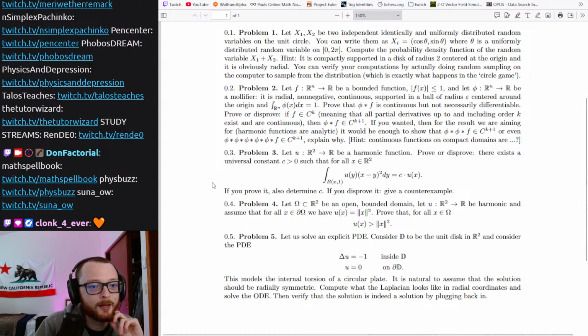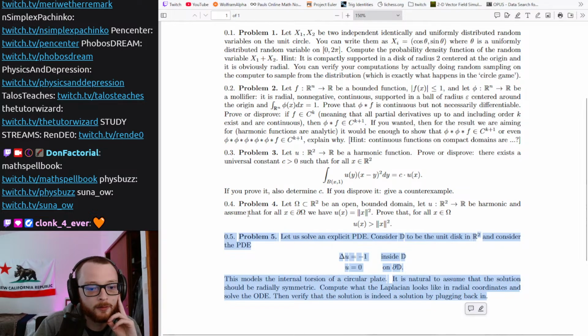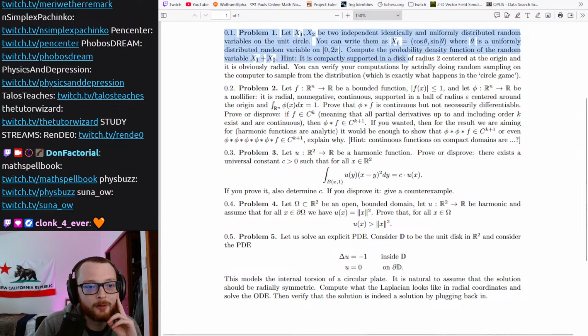Okay. So we did number 5 from this homework. I need to figure out what to do about problem 1. It's only tangentially related. This is just a probability problem. It has an interpretation in PDEs, but this is just straight up probabilities.